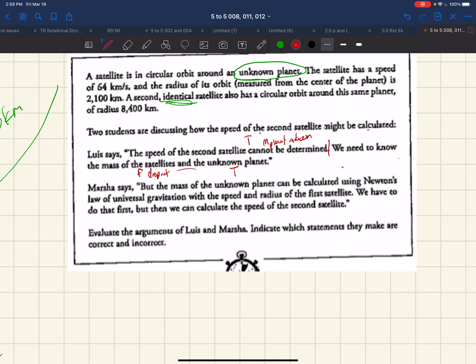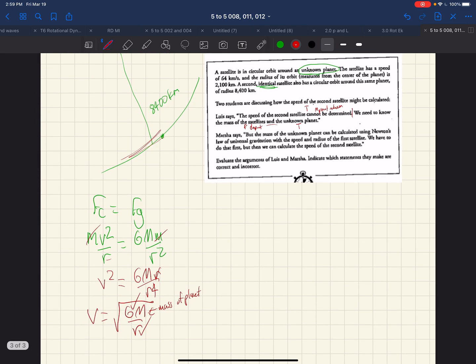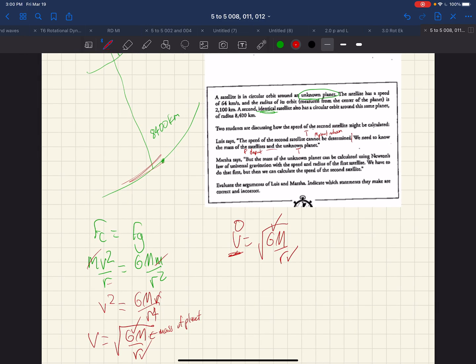So Marcia says, but the mass of the unknown planet can be calculated using Newton's law of universal gravitation with the speed and radius of the first satellite. So let's see if that's true. We know the radius. We know the universal gravitation constant. We don't know the velocity, but if we did know the velocity, we could find the mass. But we do know the velocity. That's right. We're given the velocity is 64. So we can find the mass.